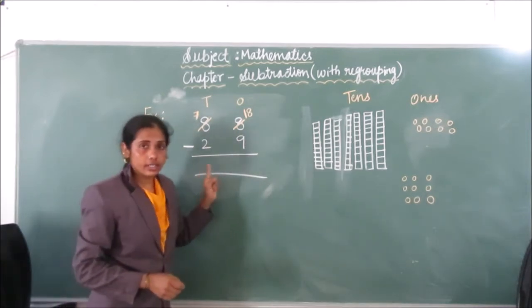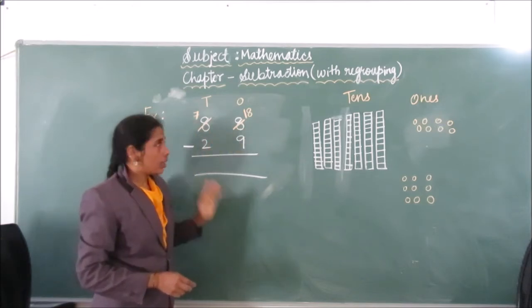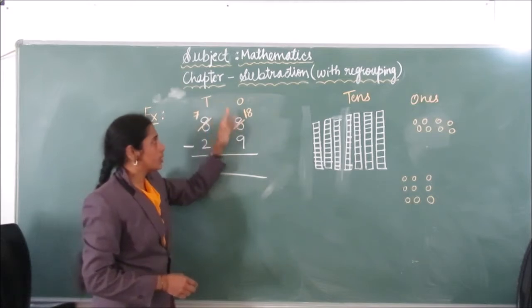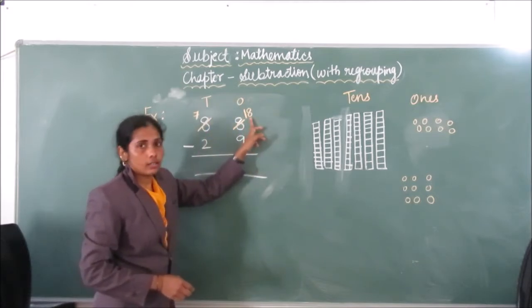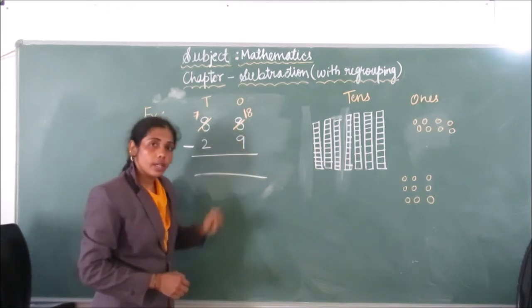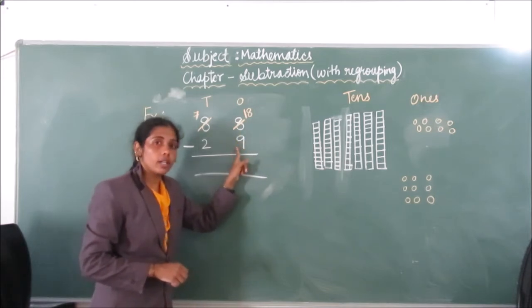Now, after taking borrow and writing the numbers, you come to the place of ones. Next see the numbers. Which is the bigger number here? 18. This 8 became 18 here. 18 and 9, which is the bigger number? 18 is the bigger number. Which is smaller? 9 is the smaller number.